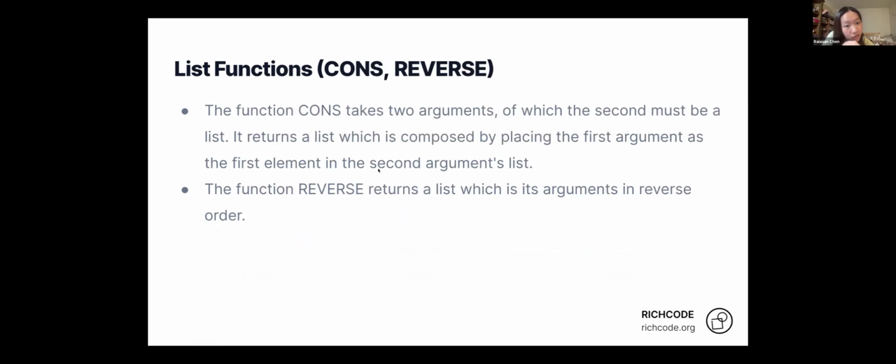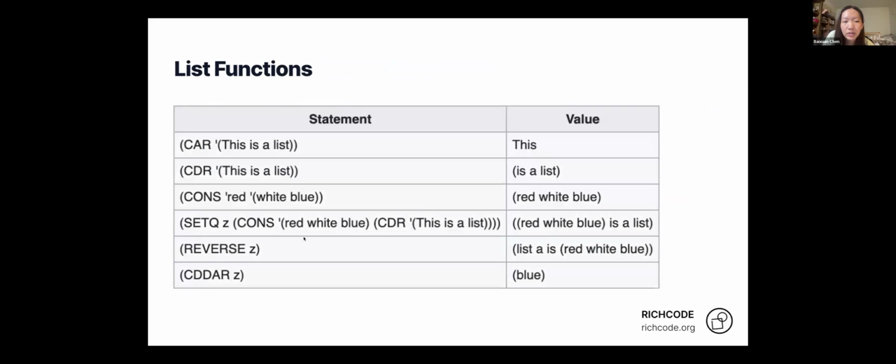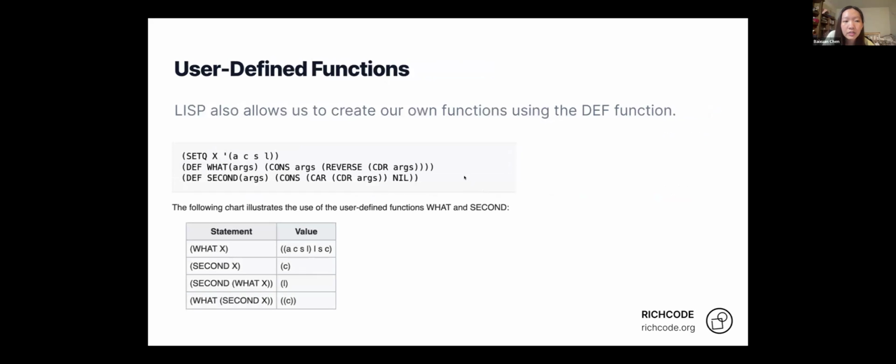Okay, so next we have cons and reverse. The function cons takes two arguments, of which the second must be a list, and returns a list composed by placing the first argument as the first element of the second argument's list. The function reverse returns a list where the elements are in reverse order. Here are examples of these functions in action. And then you can also define functions using define.